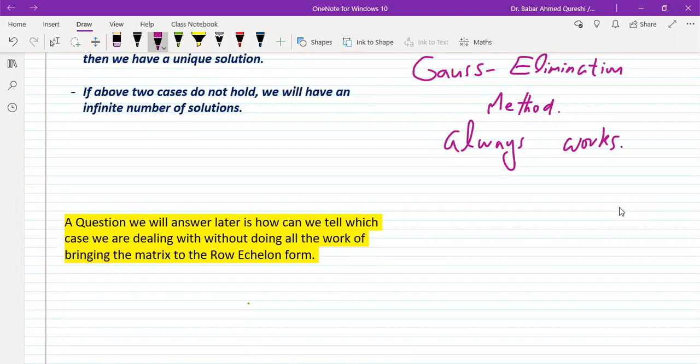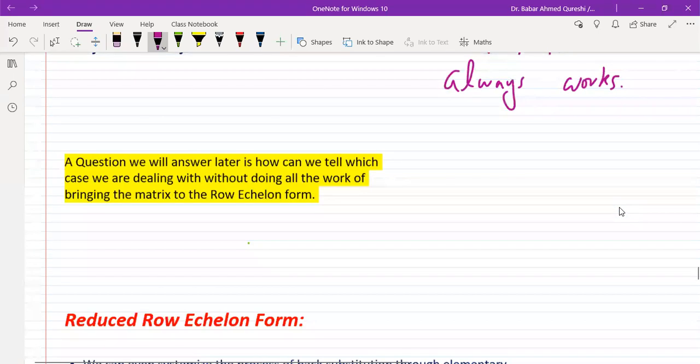A very interesting question to ask is, can we tell right in the beginning if the solutions will exist or not? Because if the solutions do not exist, let's not waste our efforts in trying to find them. And if they exist, what kind of solutions are they? Are they unique or is there an infinite number? That may also be important for your problem. So we will see later on other methods which can tell us about the characteristics of solutions without even solving the system. So this is just for later, but it's an interesting question to ask.